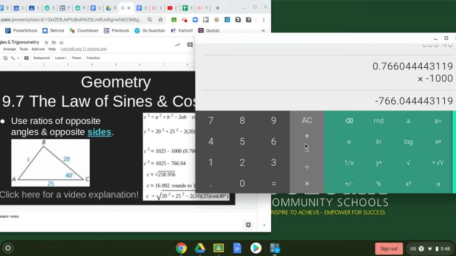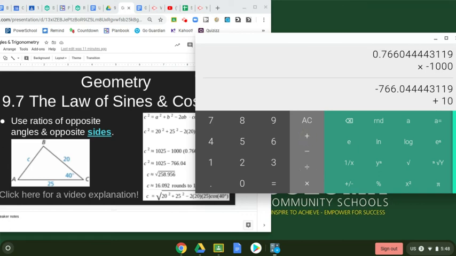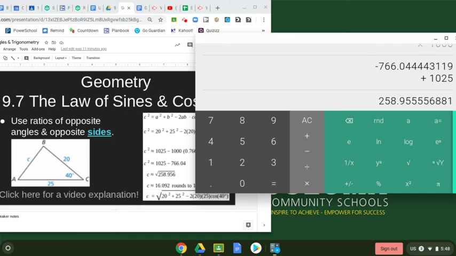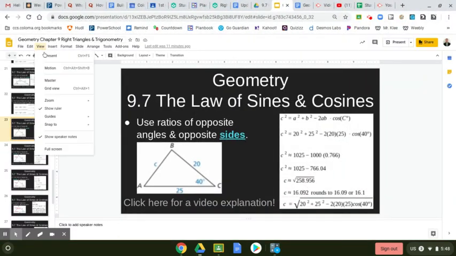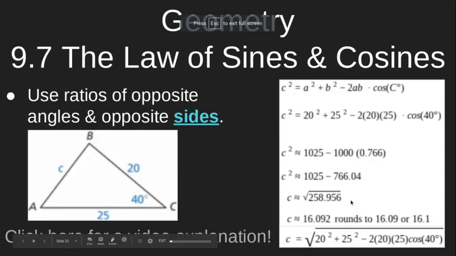And then I need to add that to the 1025. So I get 258.956 if I round to the nearest thousandth. And the last part is square rooting that to cancel out the square. So I hit the square root button and I got 16.092. So that is the side length. And if I round that to the nearest hundredth, you get 16.09. If you round it to the nearest tenth, you get 16.1.